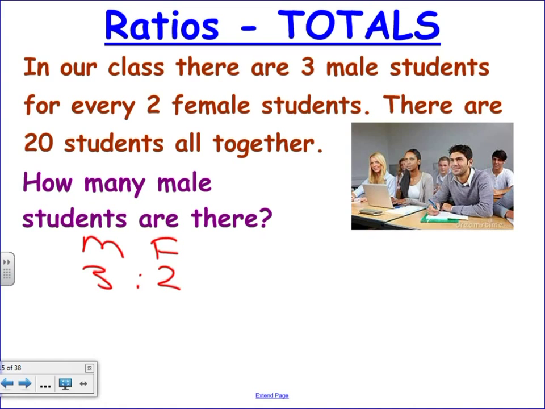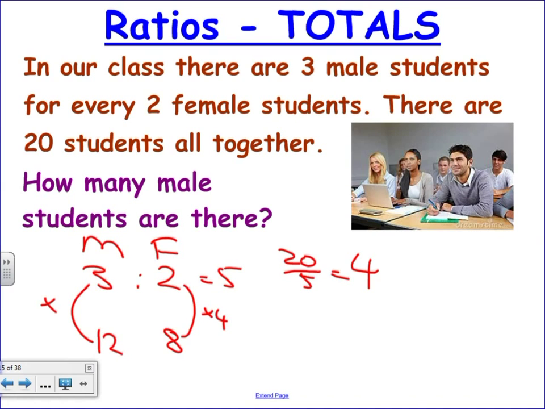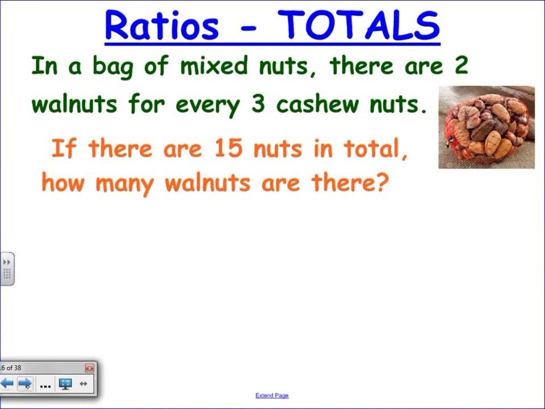Add them together and divide. You end up with 5 parts, and there are 20 students. So the 20 applies to the total over here. Divide it by 5, so 1 part is worth 4. Then times both sides by 4: 8 and 12. So it's asking how many males there are. You've got 12 males. So answer the question at the end, yeah? Good. You're happy with that? Nice easy one, straightforward to get us going.